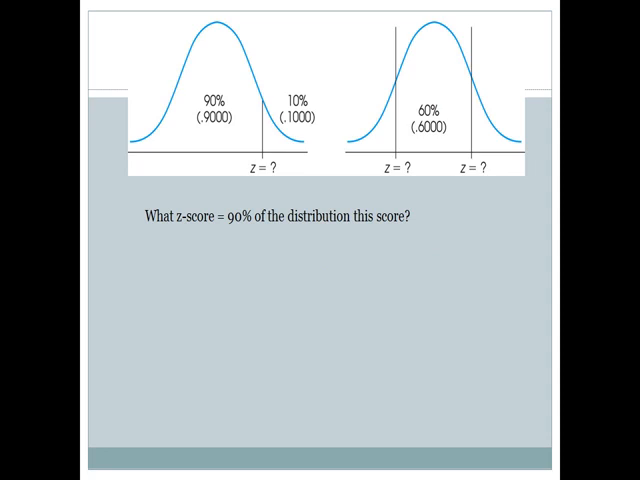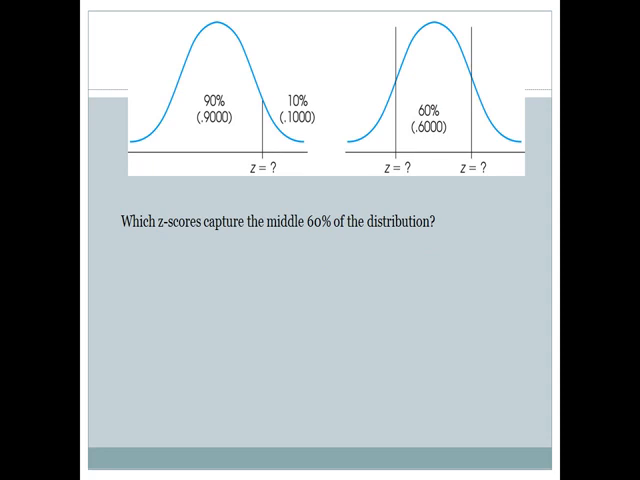Okay, let's go through an example of something that we looked at a minute ago. What z-score corresponds to the 90 percentile mark of this distribution? So if you've paused and done the calculations, we should come up with a z-score of approximately 1.28.